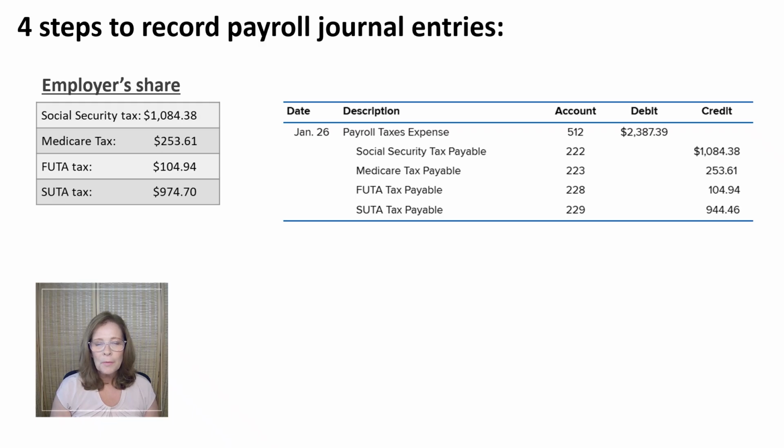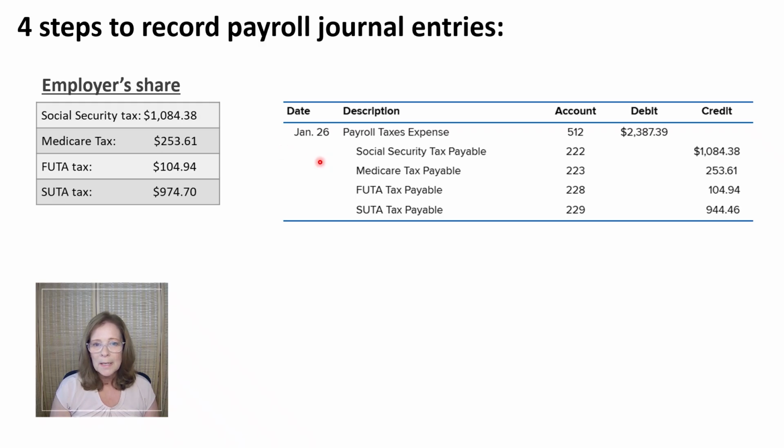The employer's share of the payroll taxes must be recorded as well. That's the next step. In this step, we record the entire amount of the employer's share of the taxes as a payroll tax expense, and then record each liability to the appropriate liability account. So let's look at this entry.